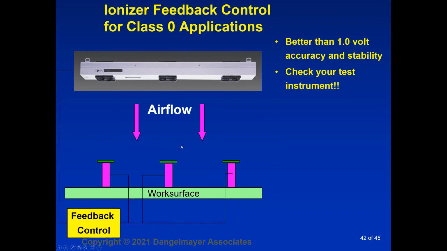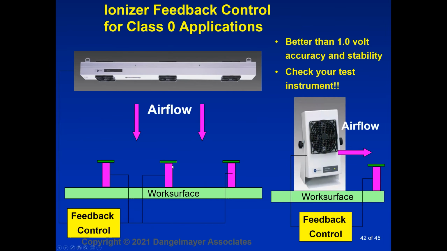These types of ionizers with this on-work-surface sensor are able to get better than 1 volt accuracy and stability. If you're not getting 1 volt when you do this, check your test instrument to make sure that it is stable at this level. Here's another picture of just a single work surface ionizer. Now we only have 1 sensor for it. Once again, we have this feedback control circuit to maintain the balance and to tell you if the ionizer goes out of balance and needs maintenance.